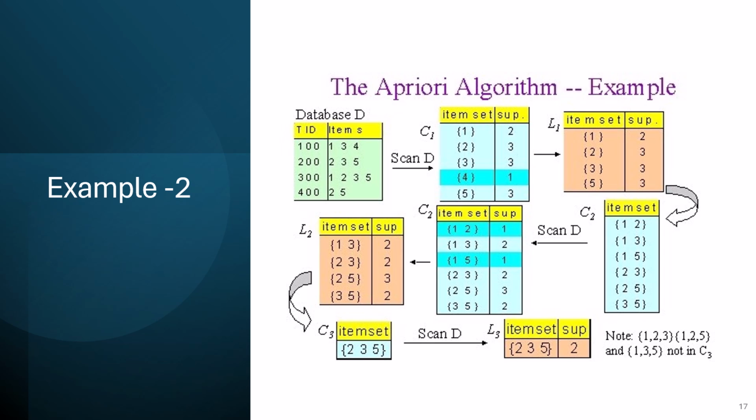C3 contains the itemset {2, 3, 5}. Then we scan dataset D, and the L3 table will contain the support count also. Note that {1, 2, 3}, {1, 2, 5}, and {1, 3, 5} are not in C3. Then the algorithm will stop.